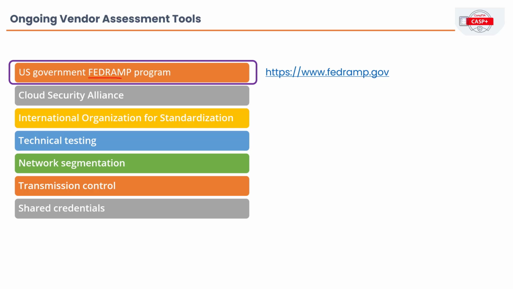Before being authorized to operate, cloud service providers offering their services to the U.S. government must be accredited by the Federal Risk and Authorization Management Program, or FedRAMP, before they will be provided with an authority to operate, or ATO. To find more information, you can go to www.fedramp.gov.